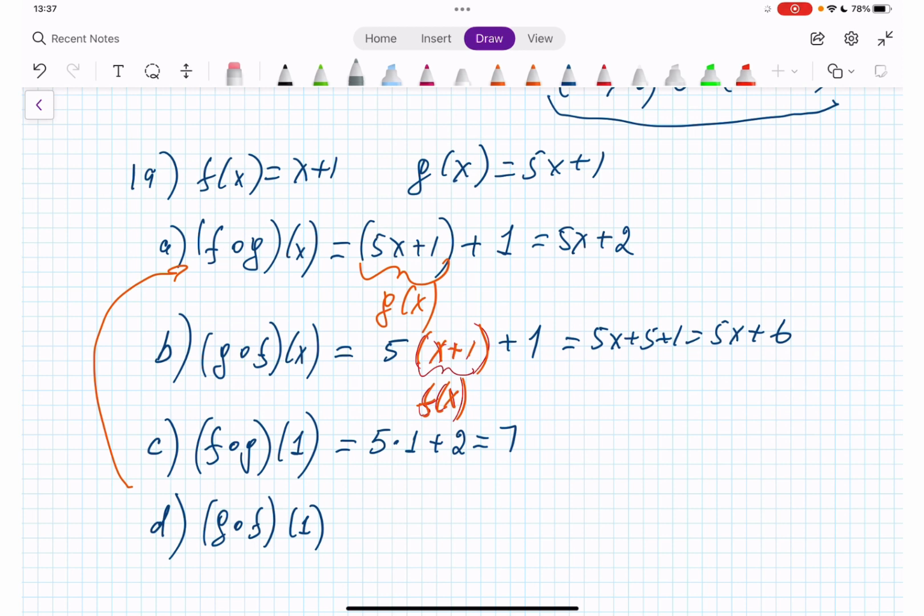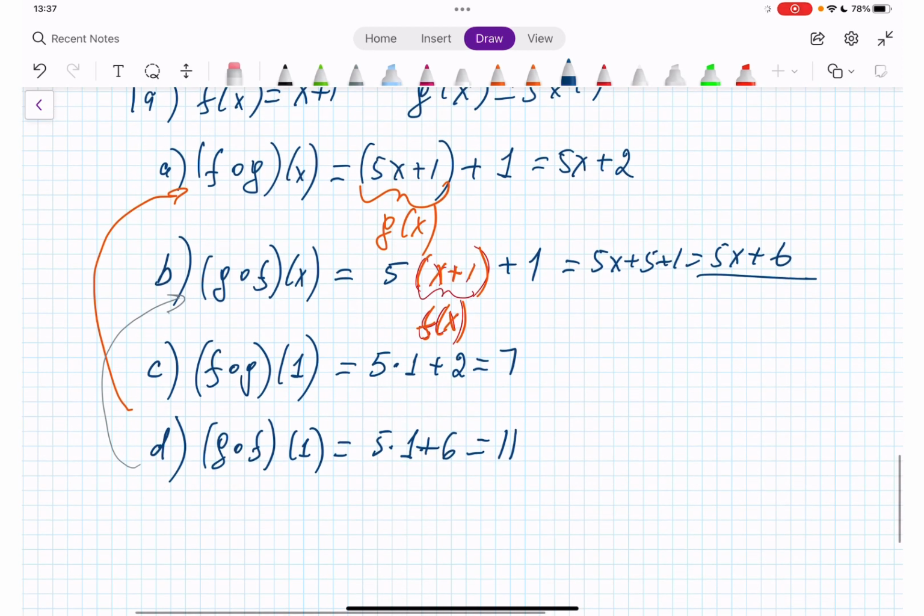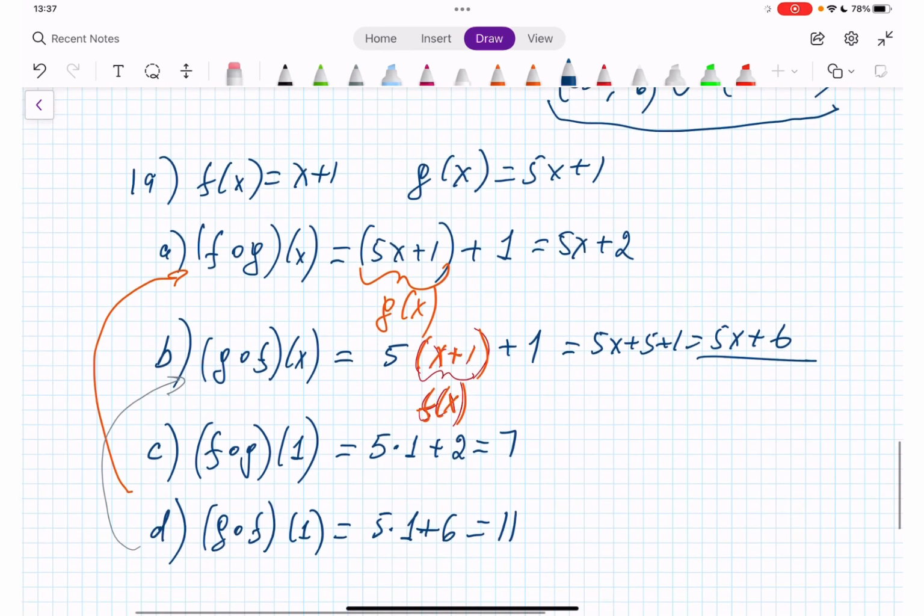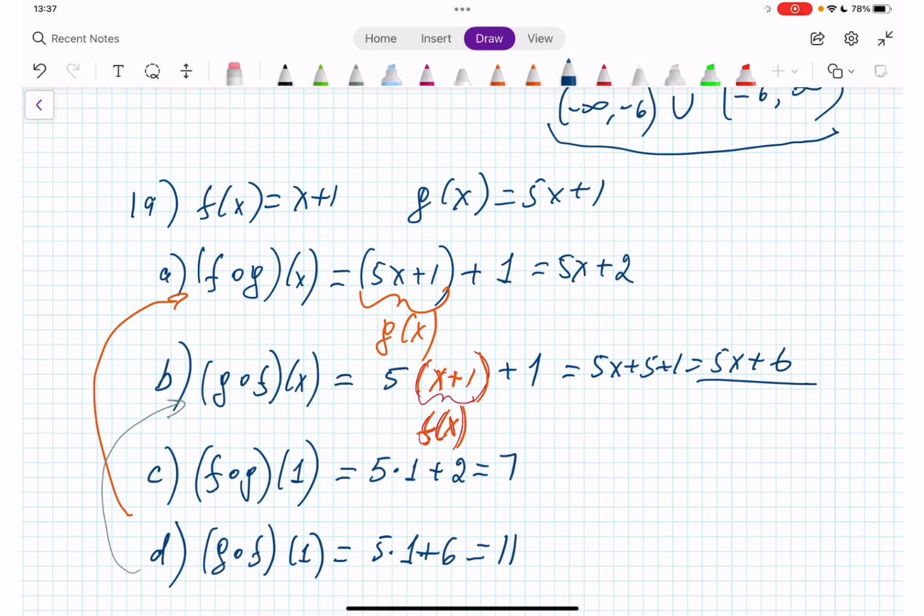Here it is, g composed with f. This is going to be 5x plus 6. Here, 5 times, instead of x, I plug in 1, and plus 6. I'm getting 11. Okay, so going back and plugging in. Let me take a picture of it, so as not to go back and forth. So just rush and enter.